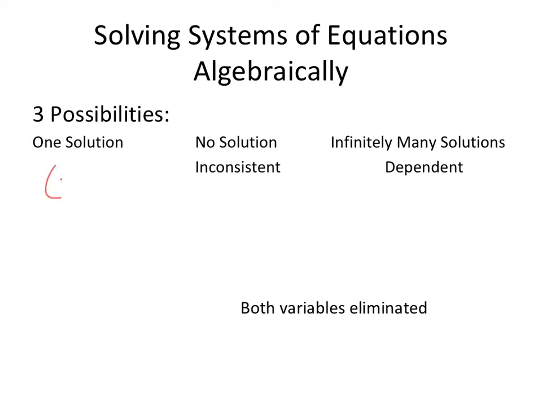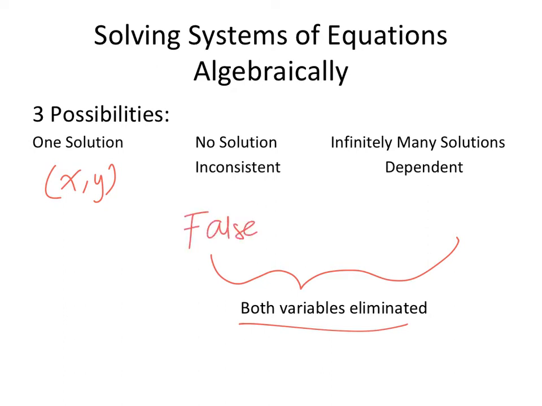One solution will have, again, an x and y, and this happens most of the time. Other times, both variables might be eliminated, and in that case, we'll have to see whether it's true or false to determine if there are no or infinitely many solutions. If it's false, there'll be no solution. If the resulting equation is true, then we'll have infinitely many solutions, and they'll make it dependent.